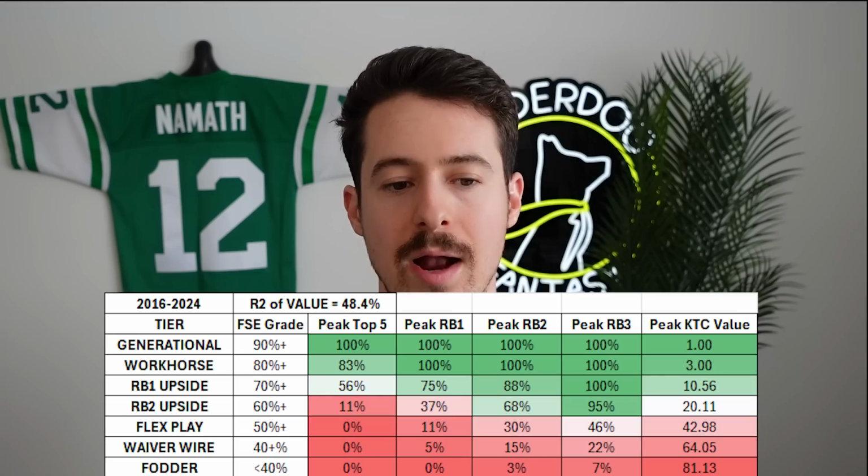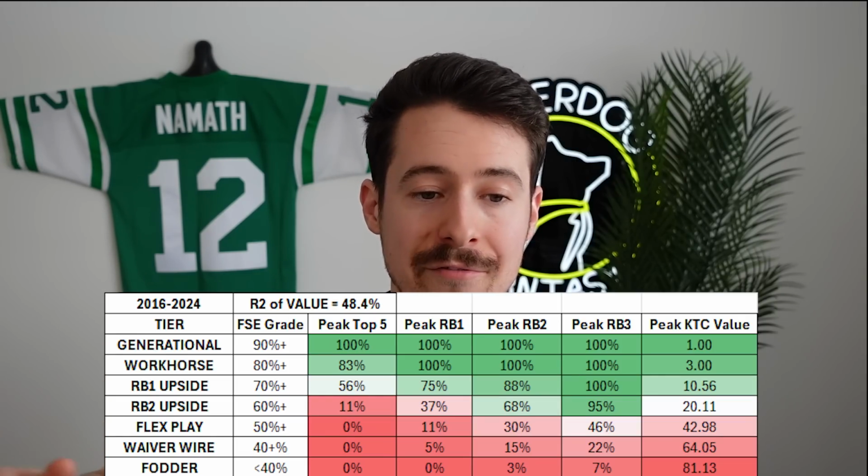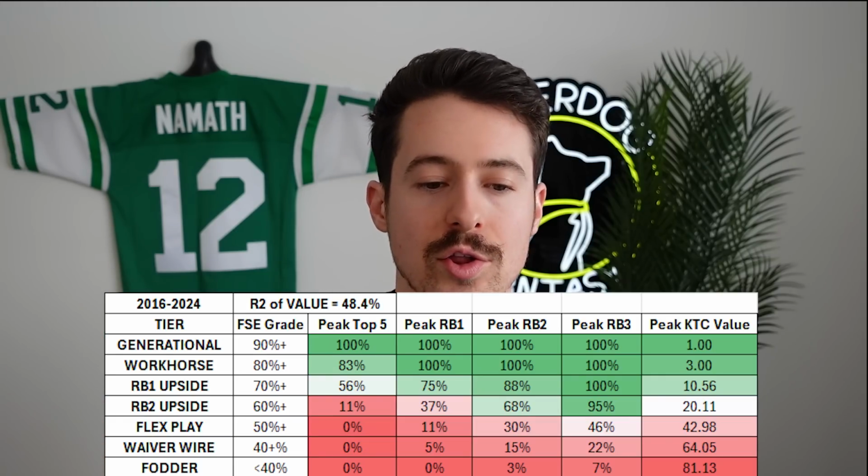And then correspondingly as well, we have dynasty value, which we can measure as recently up to last year's class. Generational, workhorse, running back 1 upside, so on and so forth. Again, you could see the peak keep trade cut values on average for each running back in that tier on the right side as well.